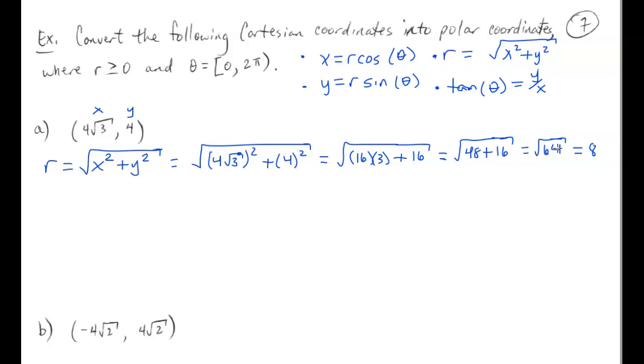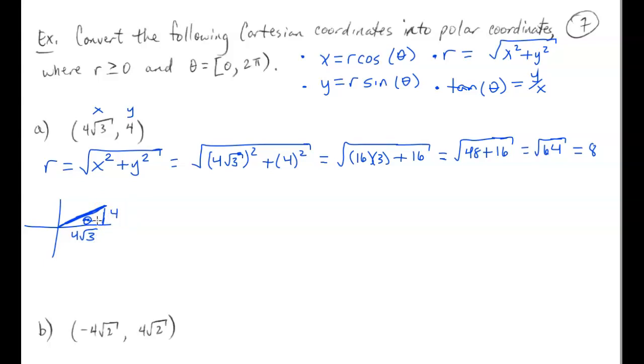So the next thing we need to do is identify where our angle is. Now, note that our x and y coordinate are both positive. So since they're both positive here, notice that our angle is going to be in quadrant 1. Okay. And our x coordinate is 4 times square root of 3. Our y coordinate is 4.